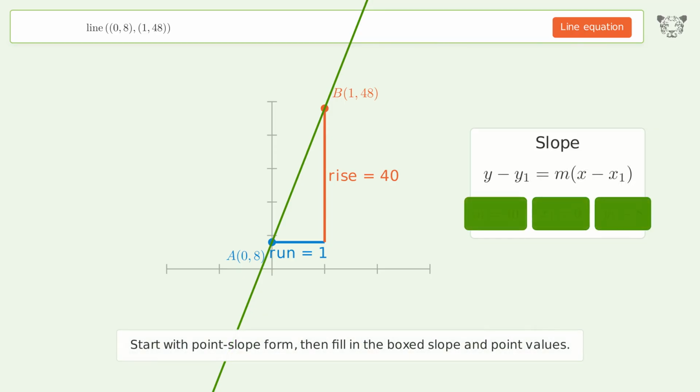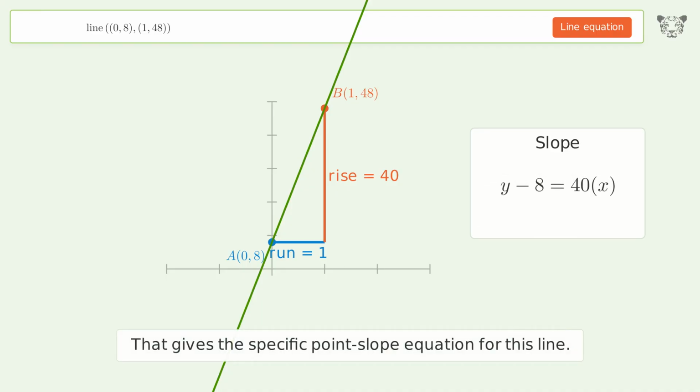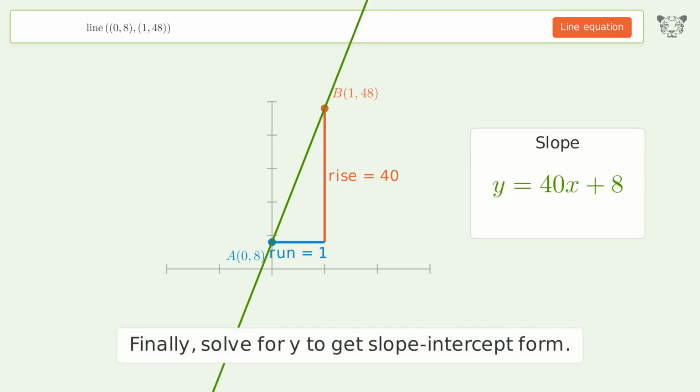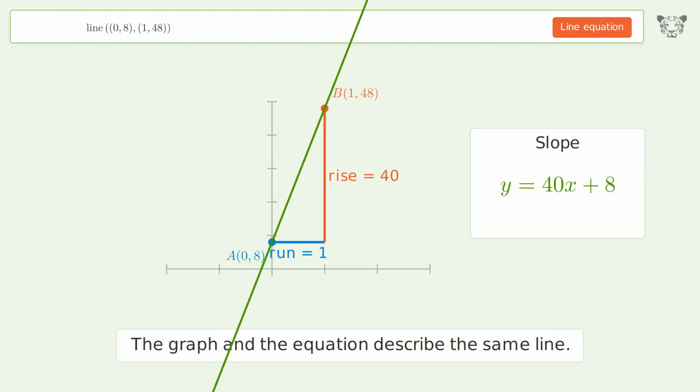Start with point slope form, y minus y1 equals m times x minus x1. Then fill in the boxed values, slope is 40, x1 is 0, and y1 is 8. That gives the specific point-slope equation for this line. Finally, solve for y to get slope-intercept form. The graph and the equation describe the same line.